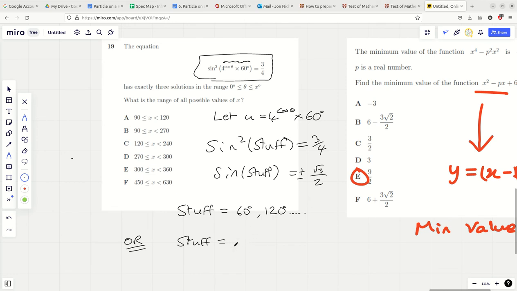Now, minus 60 leads us to 180 minus, we get 240, and then 360 plus, we get 300. So we've got all of those values. Hopefully this kind of makes sense so far.